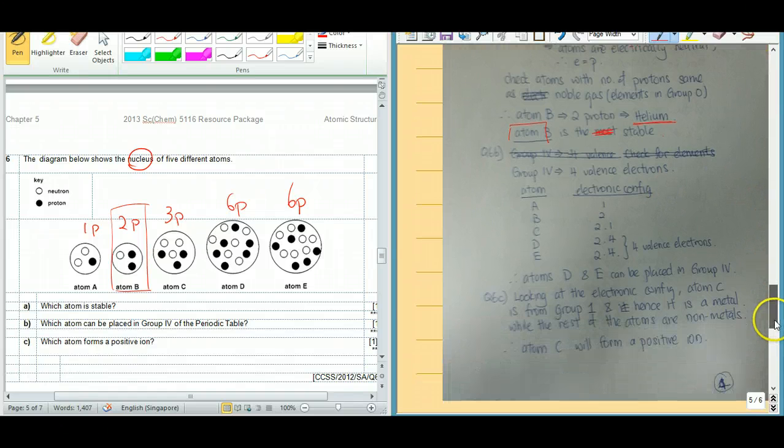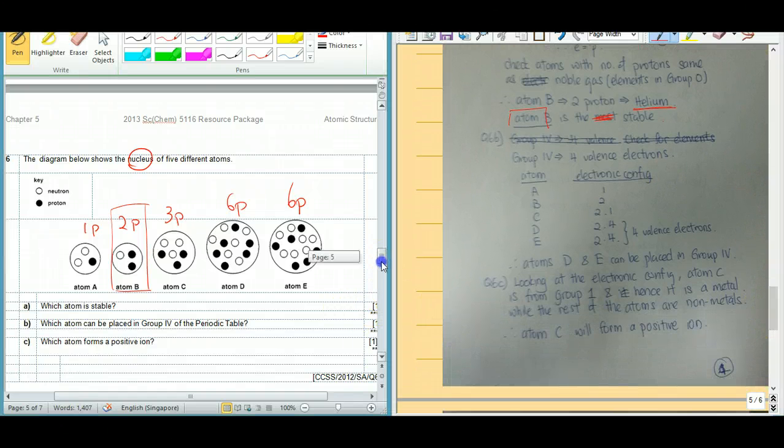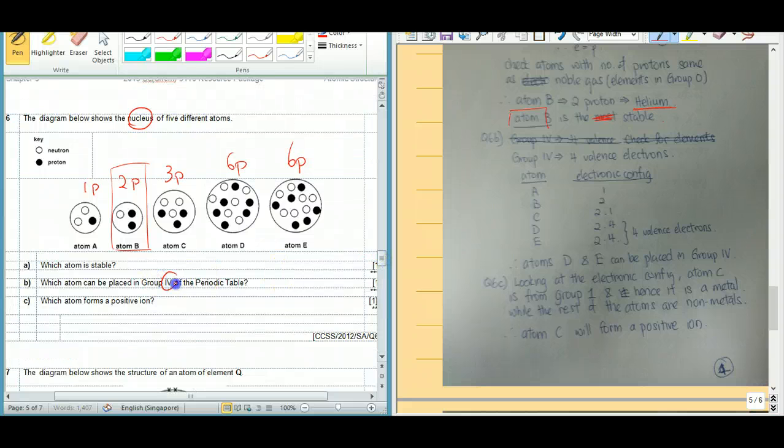Now let's look at 6B. They ask which atom can be placed in group 4. So how do we know whether it's in group 4? We can take a look at the electronic structure. Group 4 means that it must have 4 valence electrons.